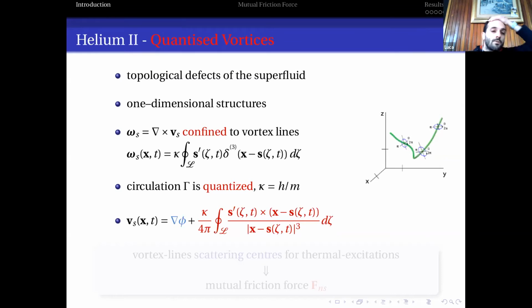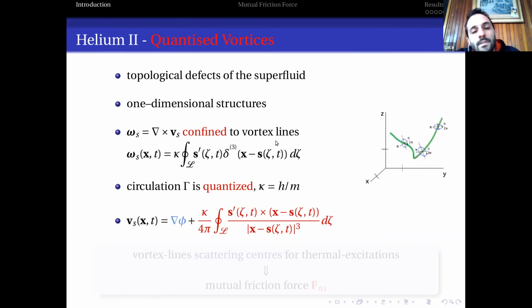As a result, the superfluid velocity can be expressed as a sum of any potential flow depending on the macroscopic boundary conditions, which here is indicated in blue. I wanted to have a pointer, but it doesn't work. And also the velocity field generated by the singular vortex distribution, which is obtained via the Biot-Savart law, which you find here in red.